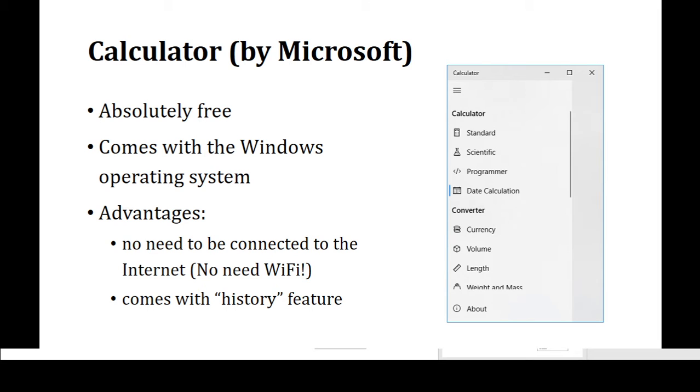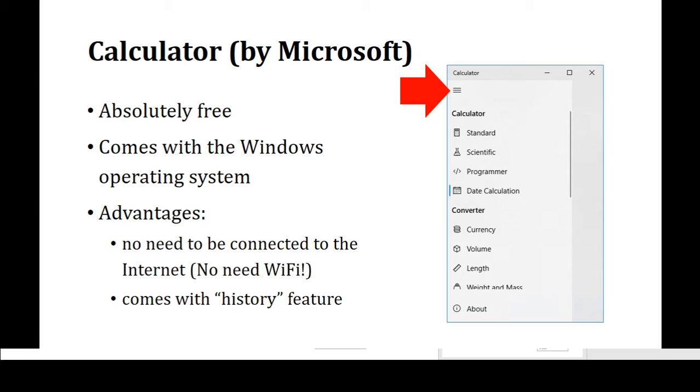There are several things that I want to say about the Microsoft calculator. The first one is that it's absolutely free, or rather you've already paid for it when you bought your computer, right? It comes with the operating system. So you paid for the operating system, you've paid for the calculator already, you might as well use it. There are two advantages that you need to know. The first one is that you don't need to be connected to the internet to use this. So you don't need Wi-Fi, you don't need a connection to the internet. The second advantage is that it comes with a history feature. We will see this history feature later.